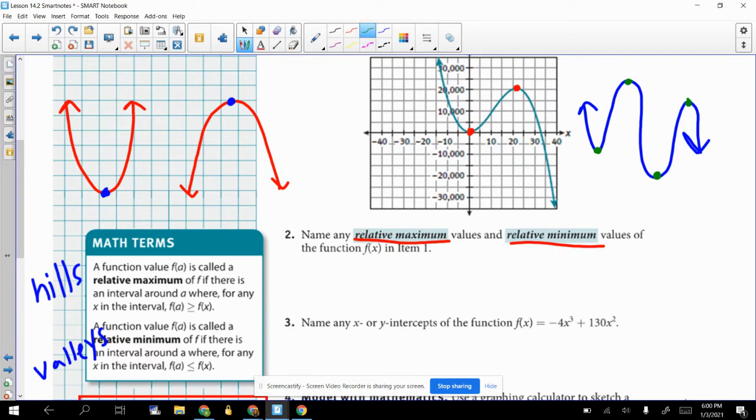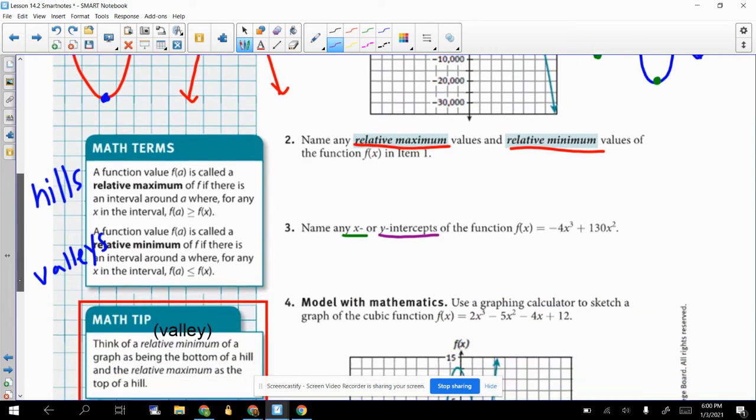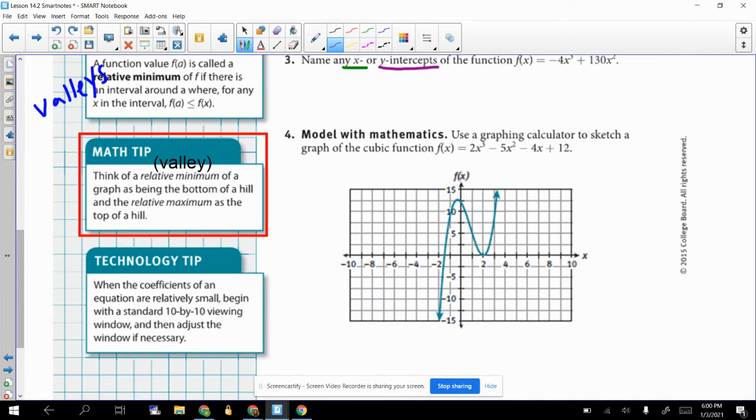Then this next part is asking us to name x- and y-intercepts. So our x-intercepts, remember, are just where it crosses the x-axis. So we would have one here and here in green. And then last, y-intercepts is just where it crosses the y-axis. So that would be here. Okay, so those are the first four attributes or key features we're going to talk about: relative maximums, minimums, and then x- and y-intercepts. Okay.